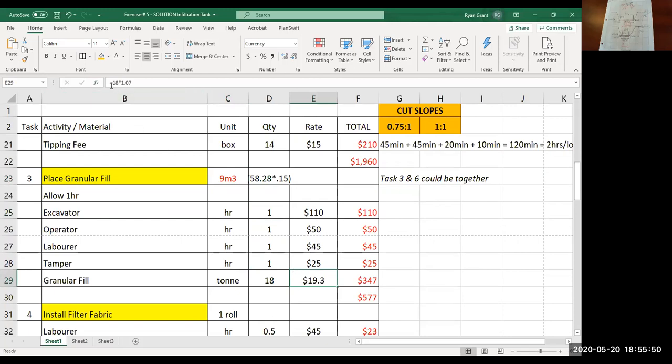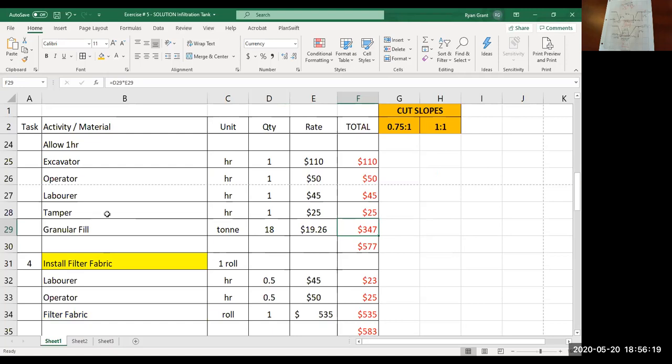So the unit rate for my gravel was $18 per ton. That's listed in the question. And then I've added PST, so I've multiplied by 1.07. So this is your per ton rate for the purchased gravel, including the PST tax. So 19.26. Those two multiplied together gives you that.